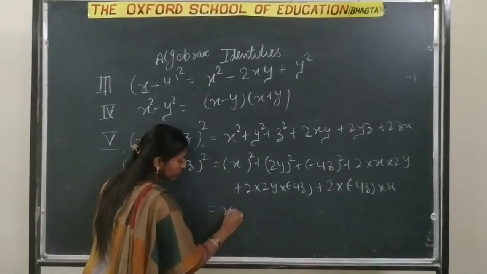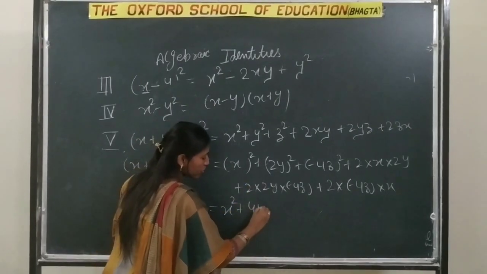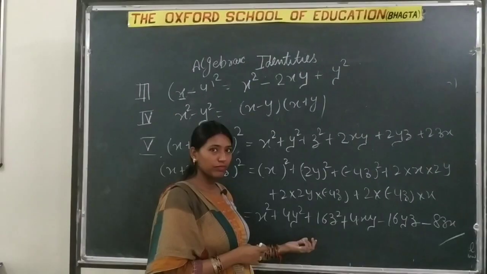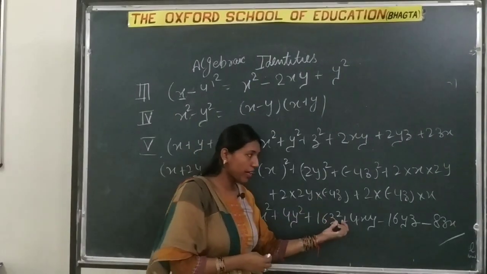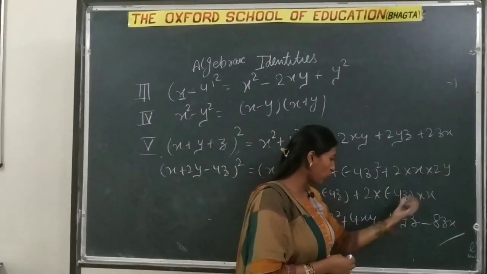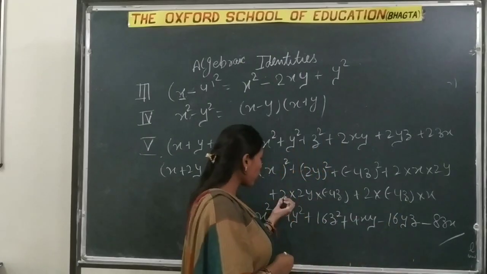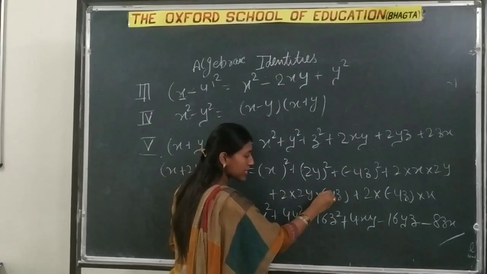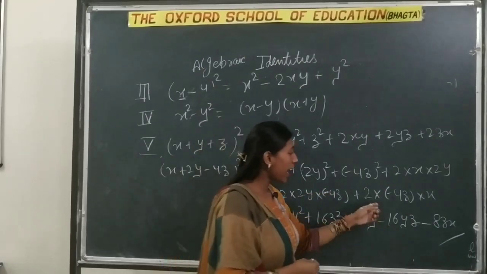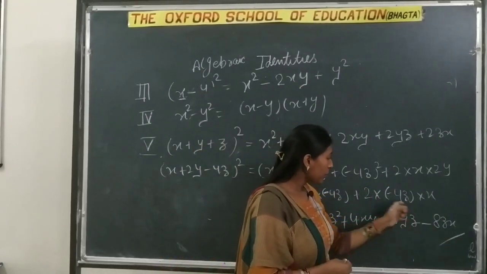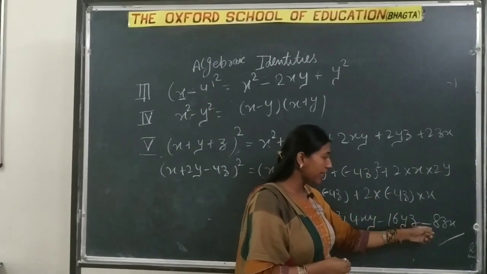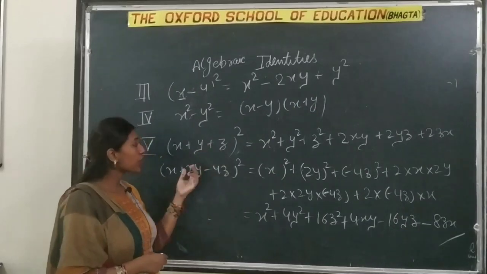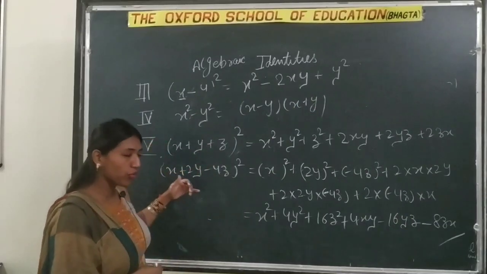x square plus 4y square plus 16z square plus 2 into 2, 4xy, 2 into 2 into 4, 16, and plus minus will become minus, then 2 into 4, 8, plus minus will become minus zx. So this is the application of this identity, that how the identity will apply to the questions.